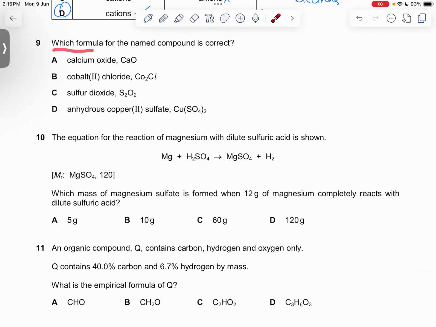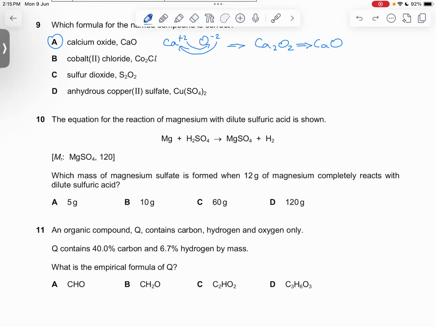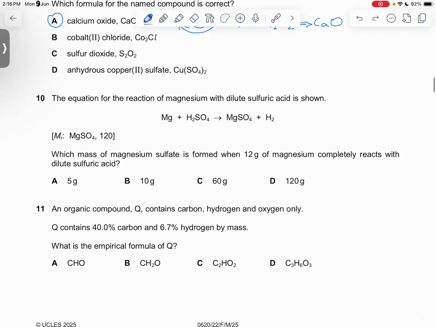Next, which formula for the named compound is correct? Calcium oxide CaO, this is correct, right? Calcium oxide CaO is correct. Why? Because calcium has a +2 charge, oxide has a -2 charge, 2 goes here, 2 goes here, and it becomes Ca2O2, or you could just simplify it to CaO. Realistically, it's just CaO. This does not happen, but we say this is how you can make a formula. All the others must be wrong, and they are.